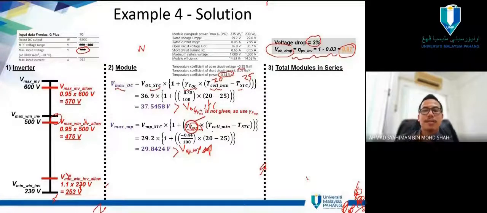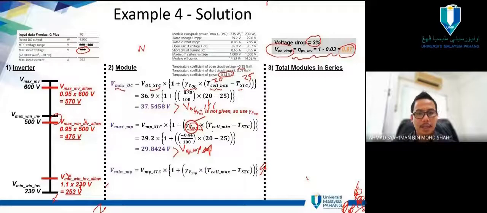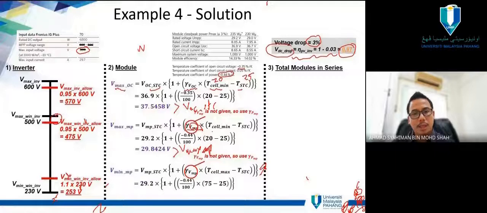Okay, next is the Vmin MP. Same case, not given, so use the gamma PMP, and then you kira gedebak-gedebu, you dapatlah 22.776, which is significantly clearly here lesser than the VMP STC. Okay, sorry, ini VMP STC.